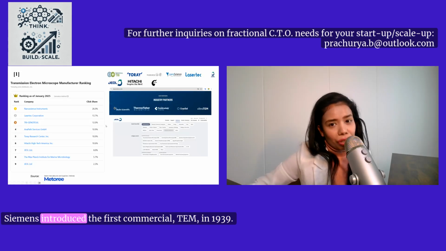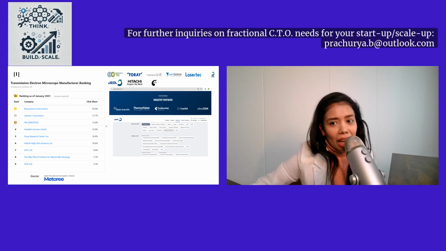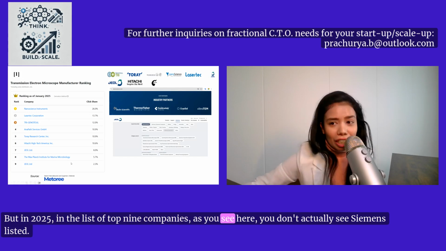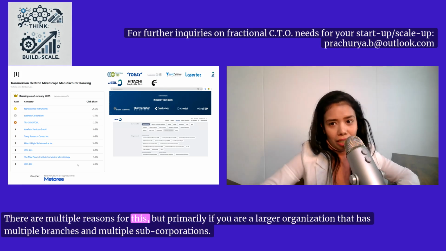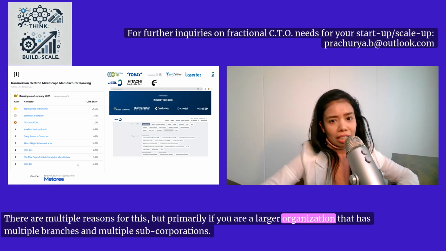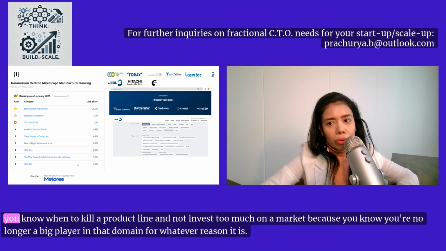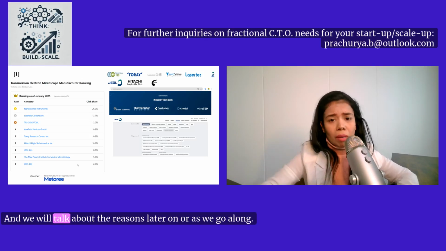Siemens introduced the first commercial TEM in 1939, but in 2025, in the list of top 9 companies, as you see here, you don't actually see Siemens listed. There are multiple reasons for this, but primarily if you are a larger organization that has multiple branches and multiple sub-corporations, you know when to kill a product line and not invest too much on a market because you know you're no longer a big player in that domain for whatever reason it is. And we will talk about the reasons later on, as we go along.